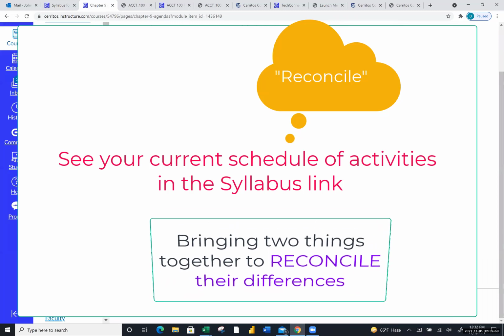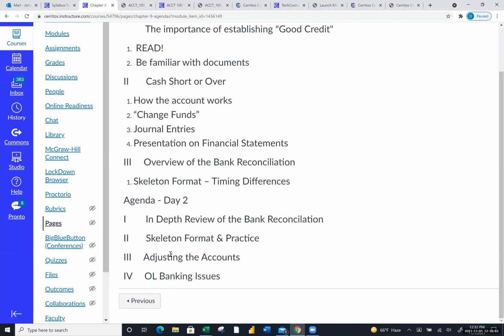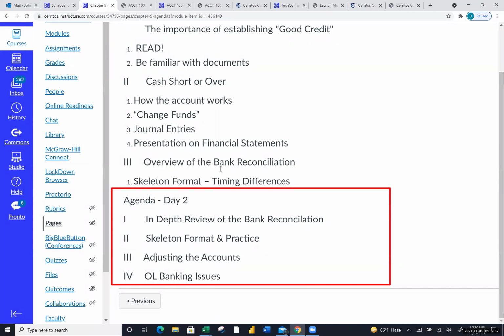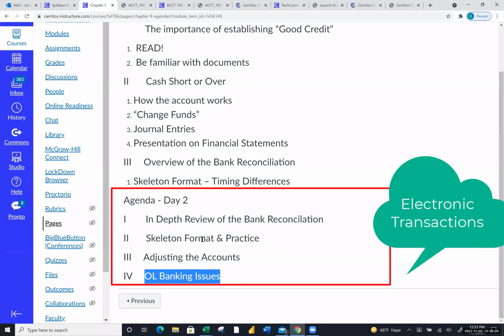So here we are with the agenda for day 2 near the bottom. Today, as I mentioned, we're going to do a more in-depth review of why a bank reconciliation is so important. We've already gone over what I call the skeleton or bare bones format, so we'll bring that up again. We'll spend a little bit more time adjusting the accounts after we do the bank rec. And then we'll talk about some online banking issues. Specifically, there's one 10-point test question that we'll be working on today that will pop up on the exam that you will be taking a week from today.